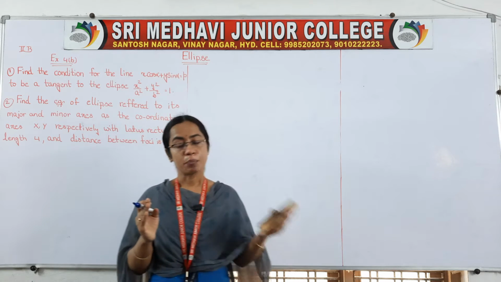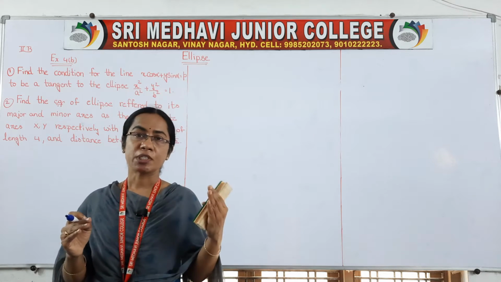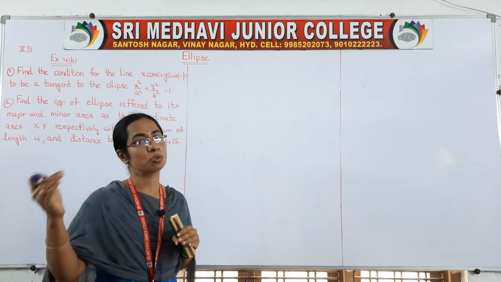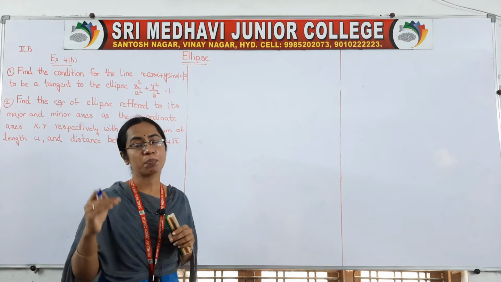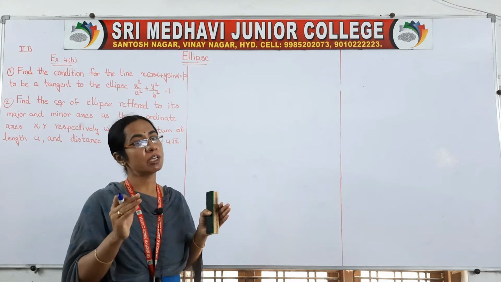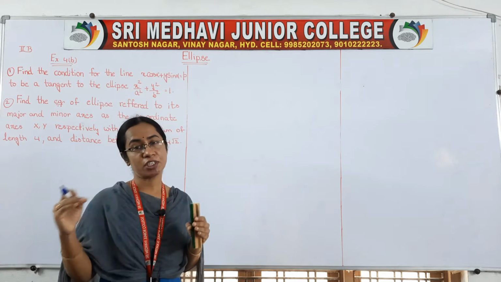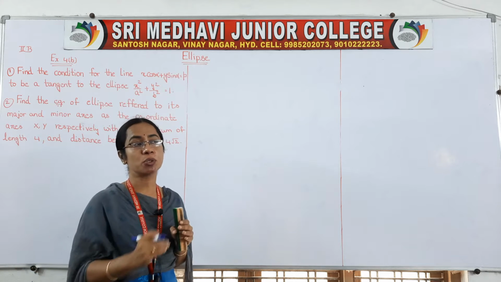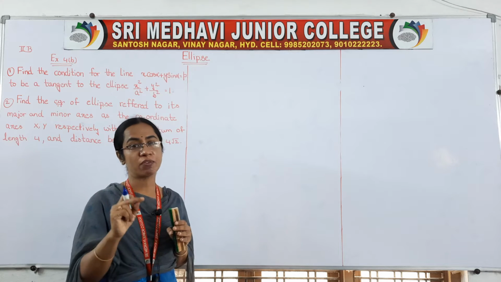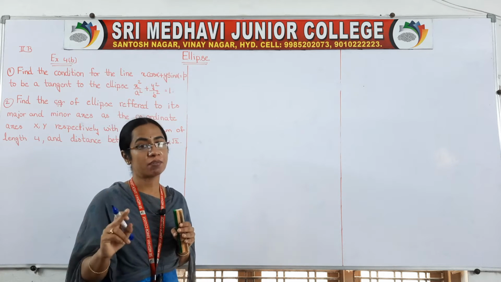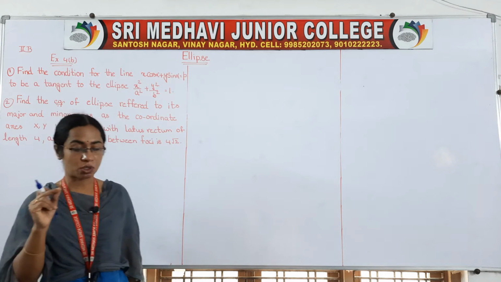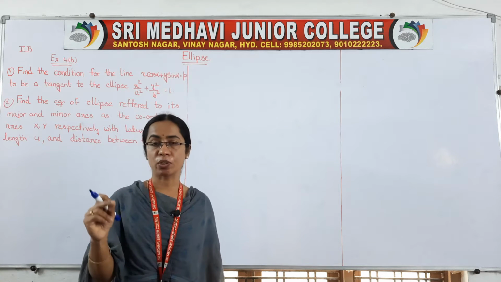So for that, suppose in the question the ellipse is not given in standard form, we have to reduce it into standard form x square by a square plus y square by b square is equal to 1, so that we will know a and b value. Similarly, line equation must be reduced into which form? Y is equal to mx plus c form, so that you will know your m value, c value. Once we get a value, b value, m value, c value, you apply the condition c square is equal to a square m square plus b square, right.